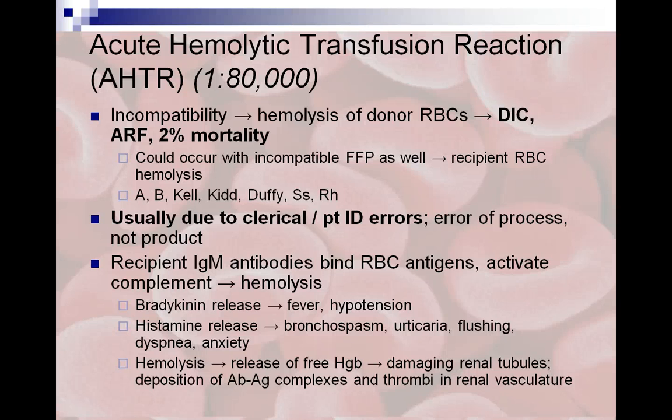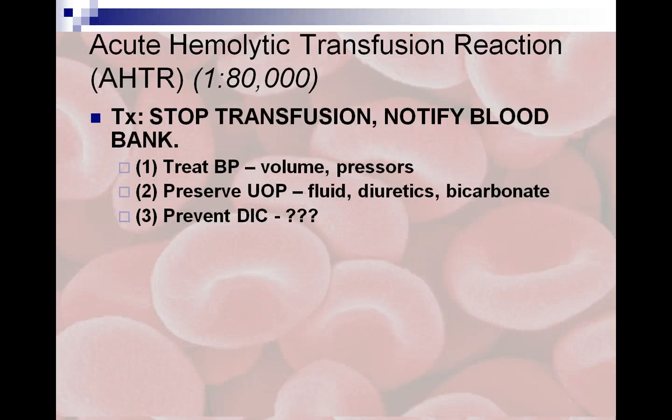And finally, the hemolysis releases free hemoglobin, which is a very damaging substance. It can damage the renal tubules and deposit antibody-antigen complexes and thrombi into the renal vasculature, leading to oliguria and renal failure. What is the treatment for an acute hemolytic transfusion reaction?